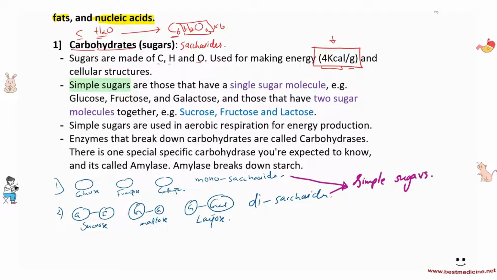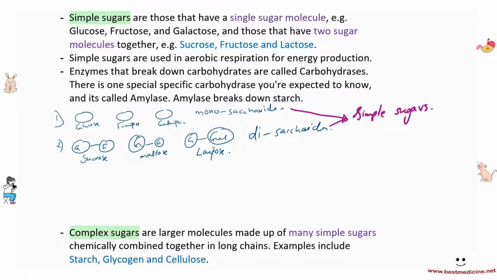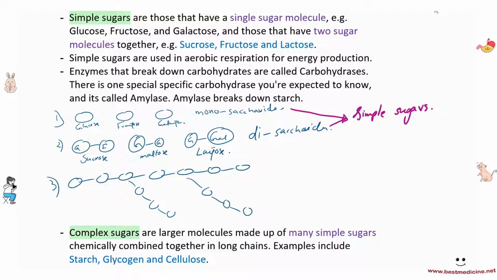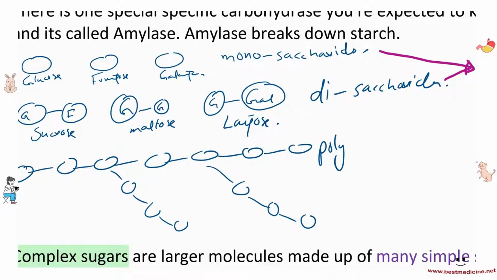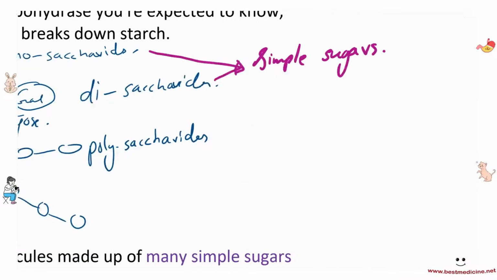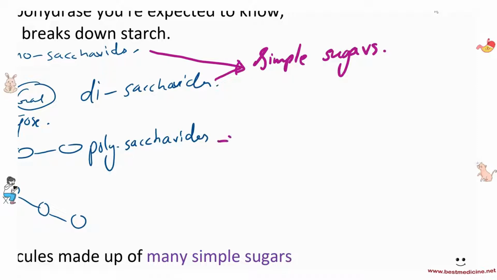Now, if you have long chains of these molecules, then you can have something called polysaccharides. For example, over here I make a very long chain of glucose, maybe even make some branches. That's a very big molecule, and that is a polysaccharide, because it's got multiple sugars, polysugars, polysaccharides, and that's a complex sugar. So let's write this down, complex sugar.